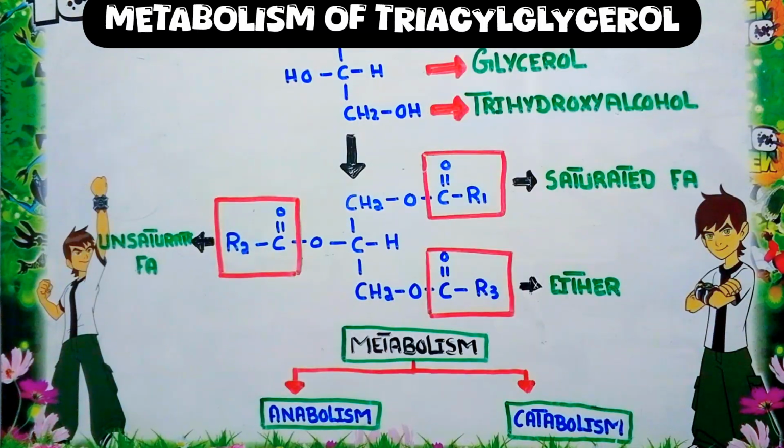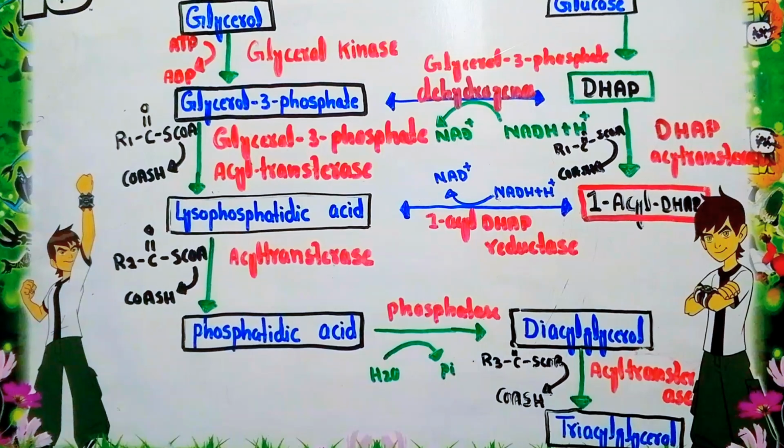Now our main topic is the metabolism of triacylglycerol. As we know, metabolism includes anabolism as well as catabolism. We will discuss this topic in 2 parts. The first one is the anabolism of triacylglycerol, which means the synthesis, how the synthesis of triacylglycerol occurs. And the next part, when triacylglycerol is broken down, what are the products formed from the breakdown of triacylglycerol. The first one is how the synthesis of triacylglycerol occurs.